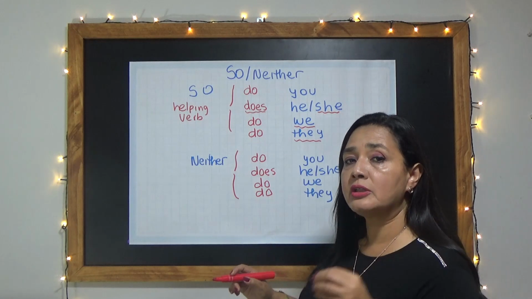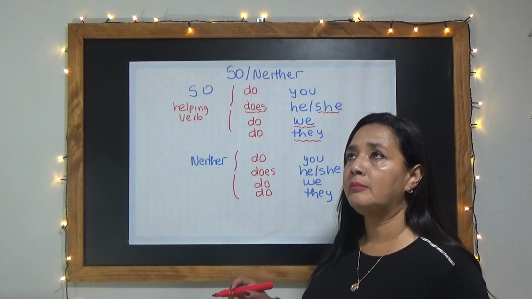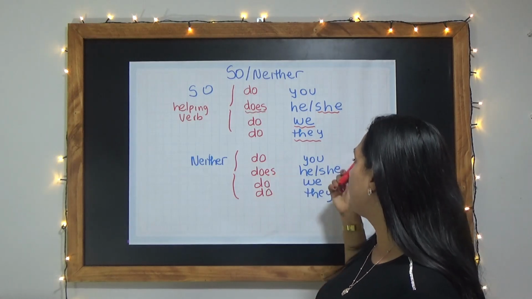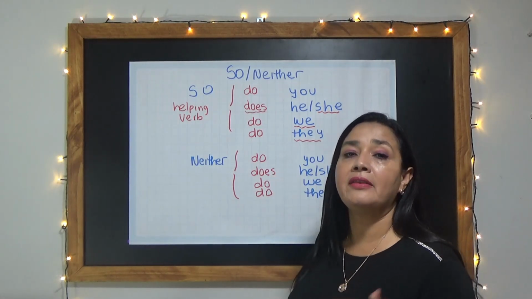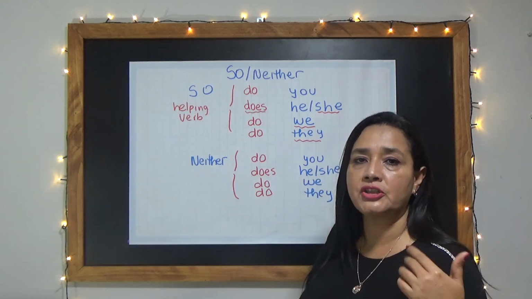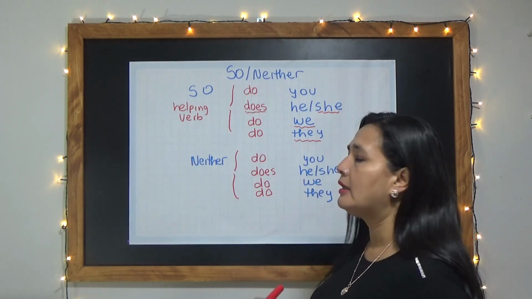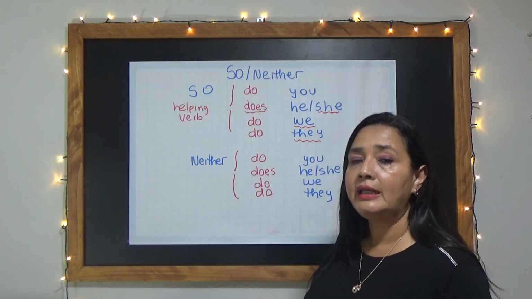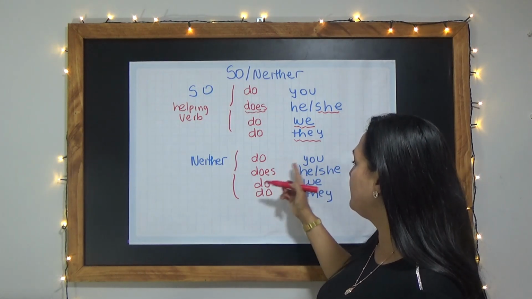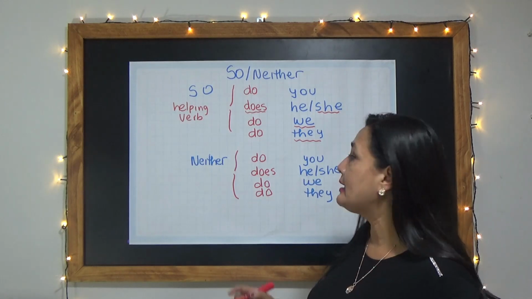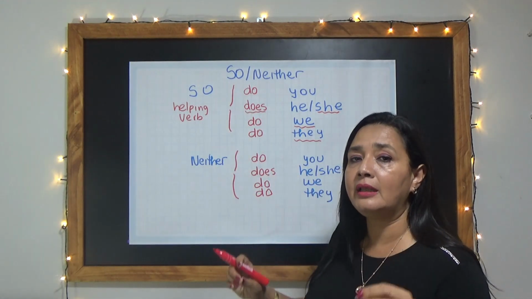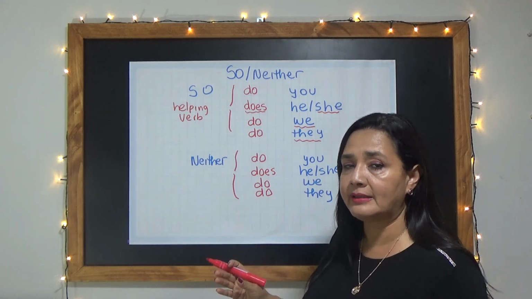I don't live in Mexico. Neither does Paul. Neither do you. Neither does he. Neither does she. Neither do we. Neither do they. It's important that the verb matches the pronoun. But notice that so and neither are at the very beginning of the sentence. They are in the same place.